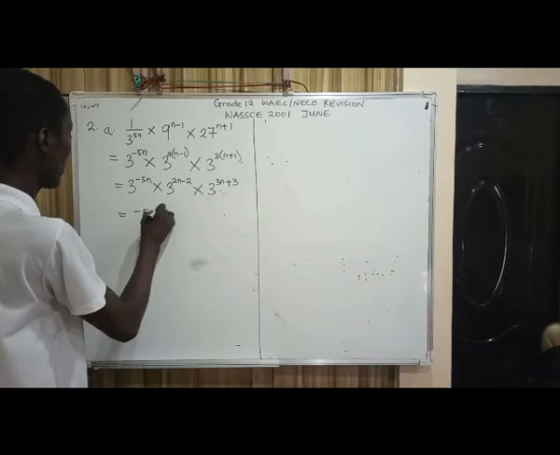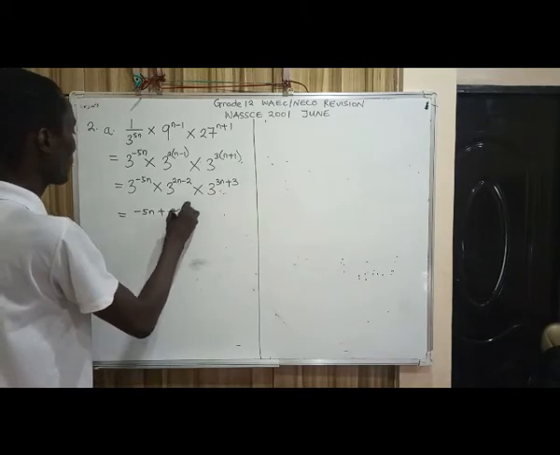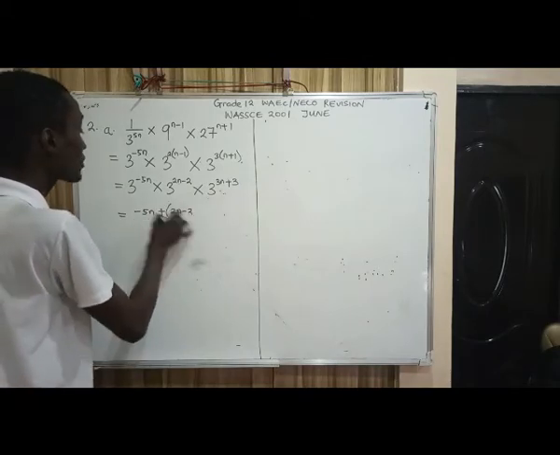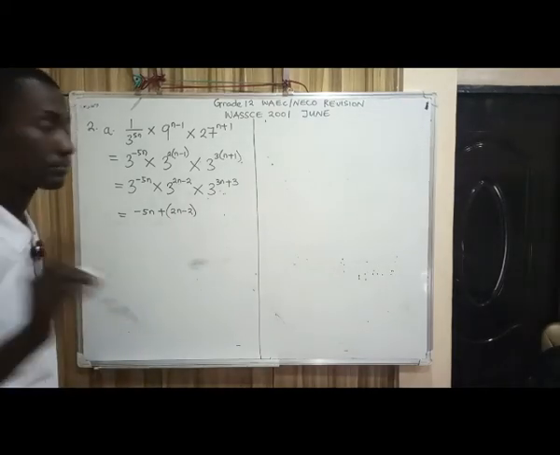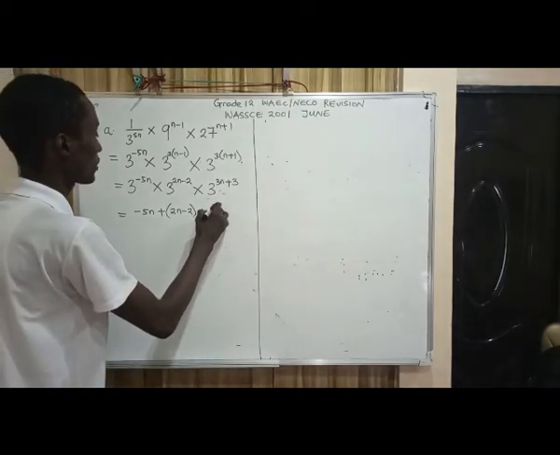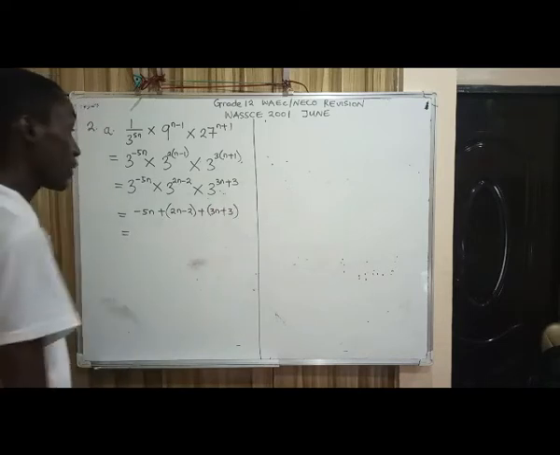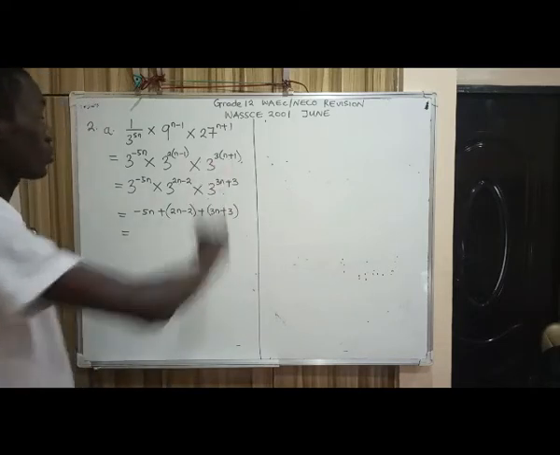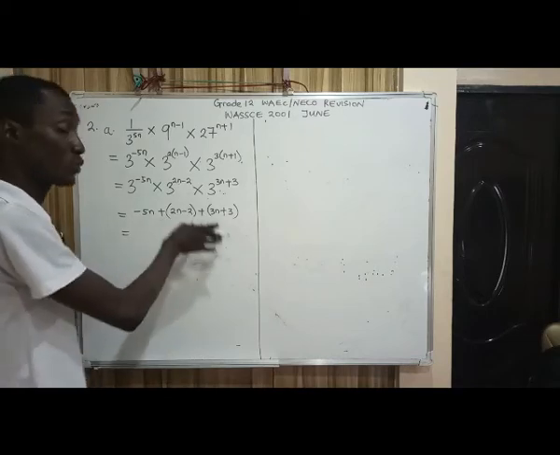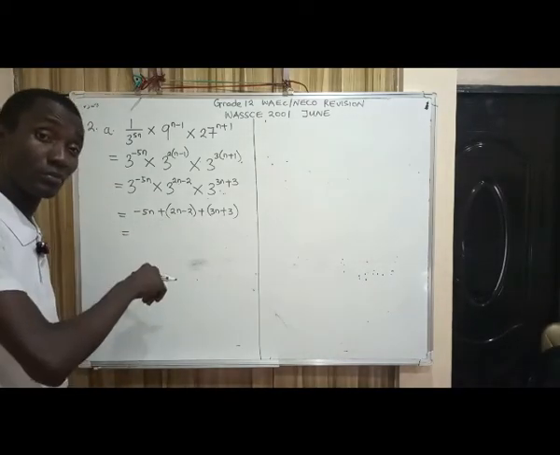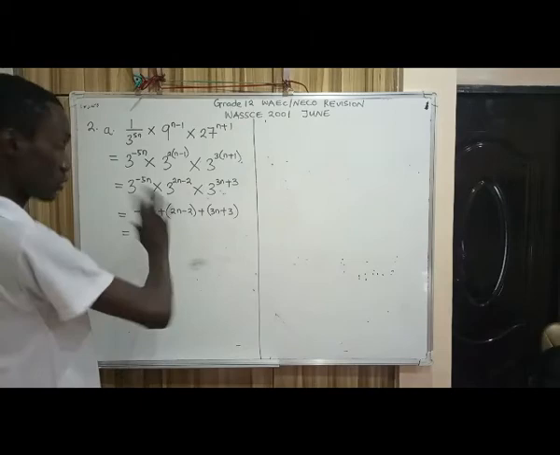So this we call what? Negative 5n plus 2n minus 2. Please, I will advise you to case it in the bracket first. Plus 3n plus 3, case in the bracket. So at this point in time, I can now do what? Whether I put in bracket or not doesn't really matter because it's addition. But I just want to do that.